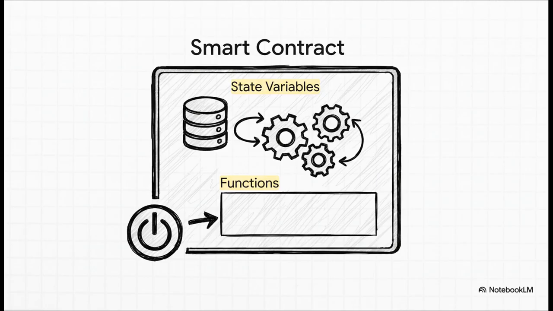And if we pop the hood on that rulebook, it has a few basic parts. First, you have state variables. This is the permanent data the contract has to remember, like, say, your account balance. Then you have functions. These are the actions the contract can actually do, like check balance or transfer funds.